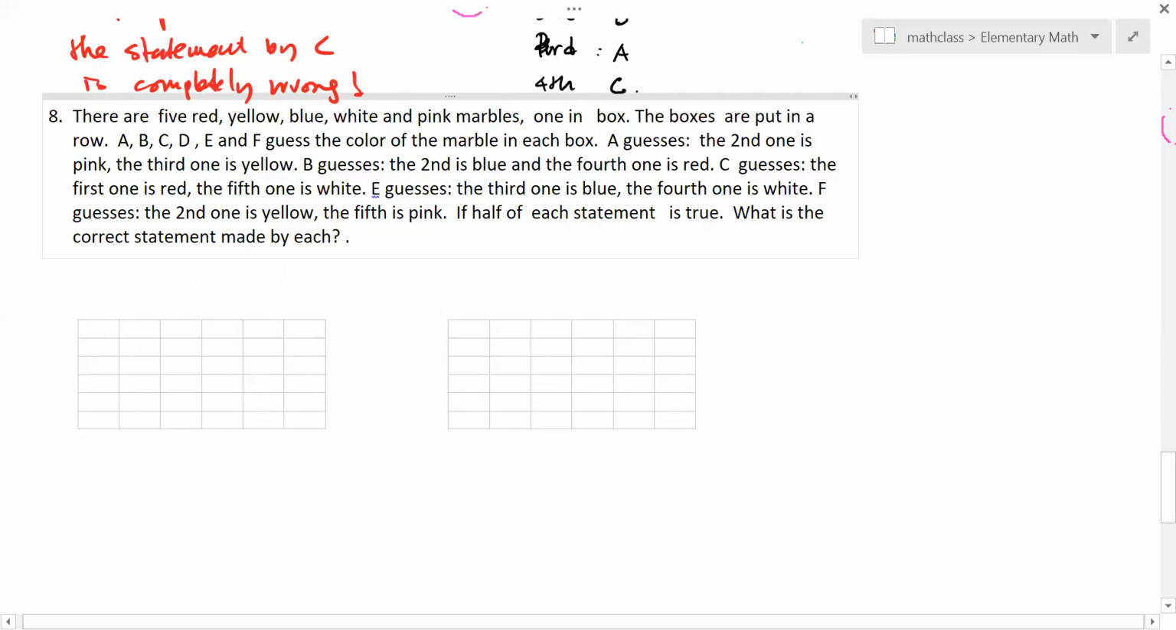One in each box. So you have five boxes. So the boxes are covered. Okay, boxes are put in a row. A, B, C, D, E. Those are five people guess the color of the marbles in each box.